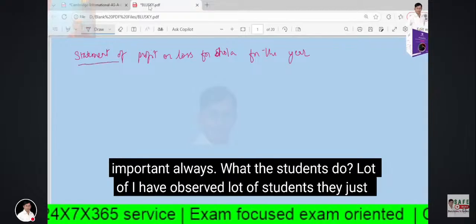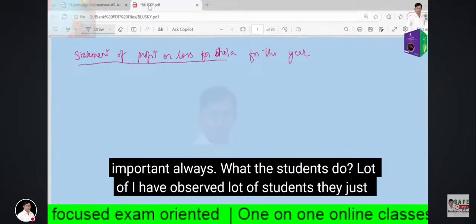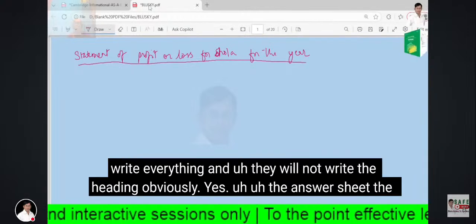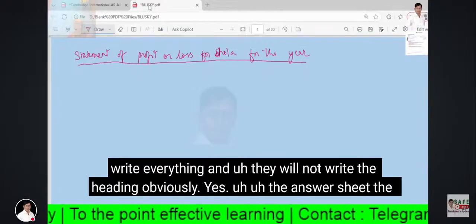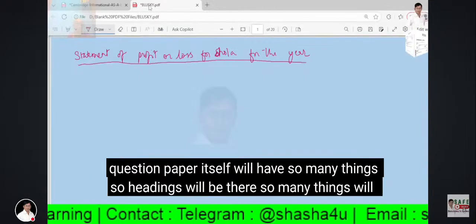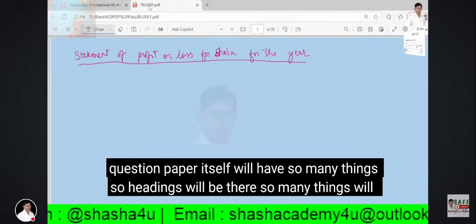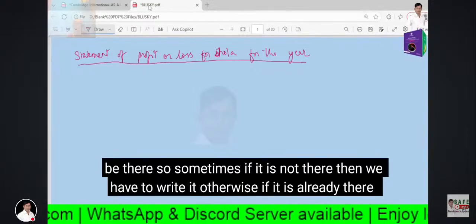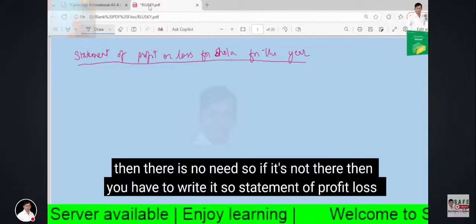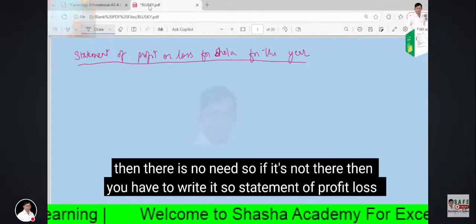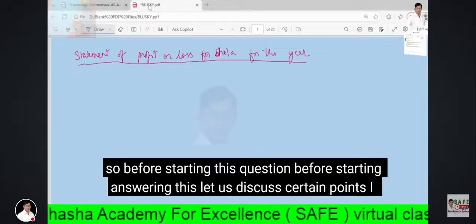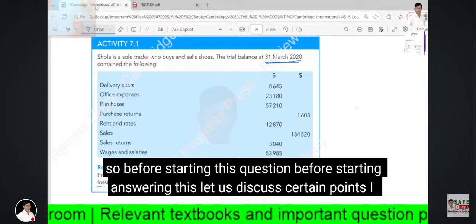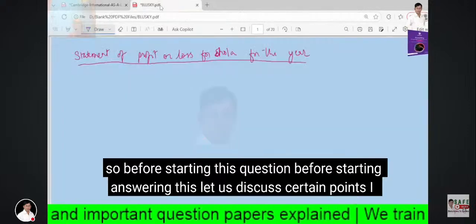I have observed a lot of students just write everything and do not write the heading. Obviously, the question paper itself will have many things, including headings. If it is already there, then there is no need, but if it is not there, then we have to write it. Before starting to answer this question, let us discuss certain points.